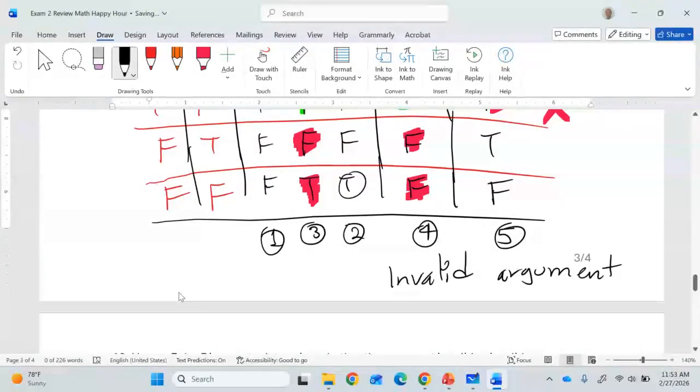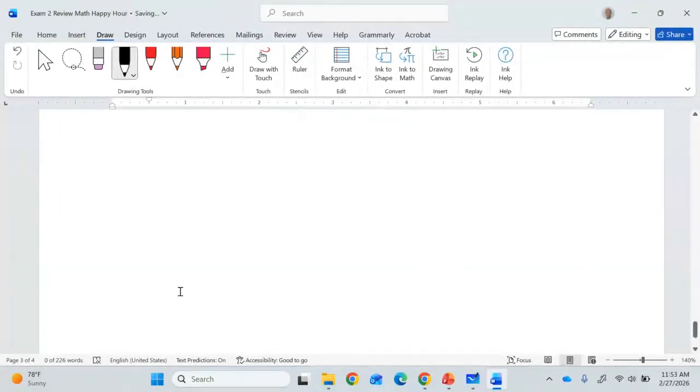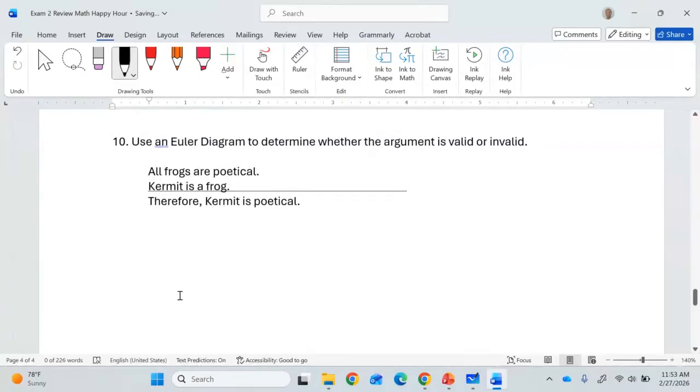Okay, so I'm almost done. I think I just have one more example. The last example is, in a similar way, another form to determine if an argument is valid or invalid: you could do what we call an Euler diagram. And within your formulas for the test, you should ask your instructor, hey, can I have the formulas for all of the different types of Euler diagrams.